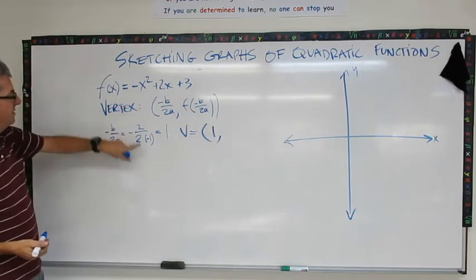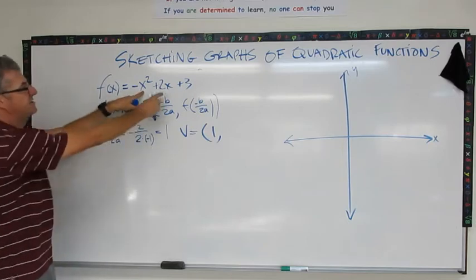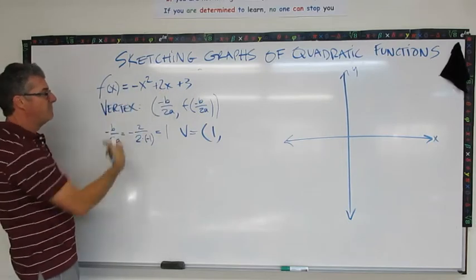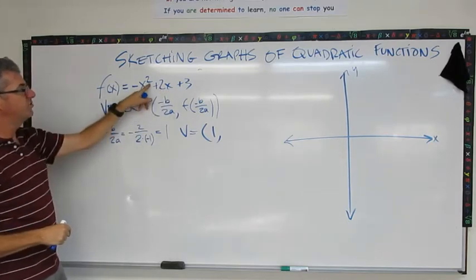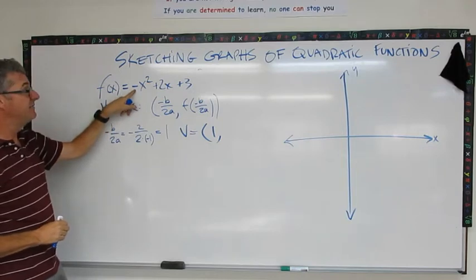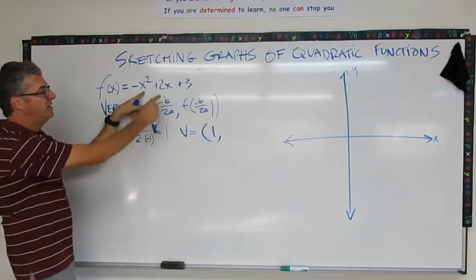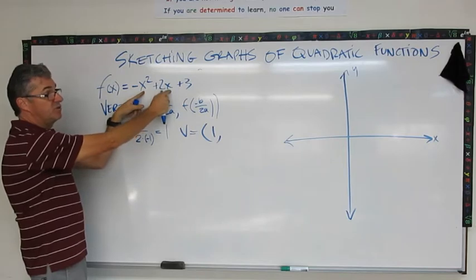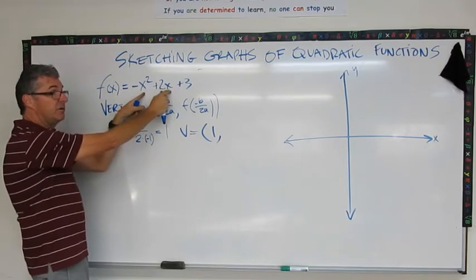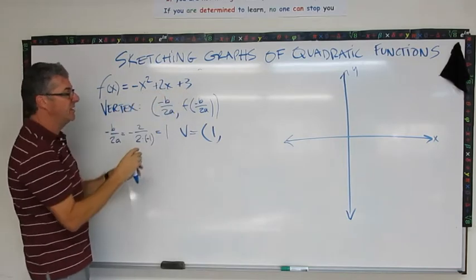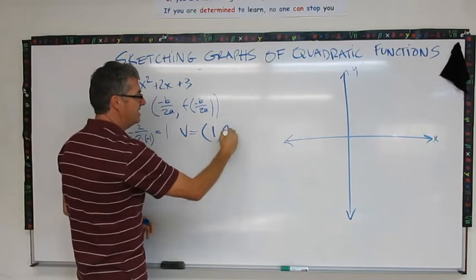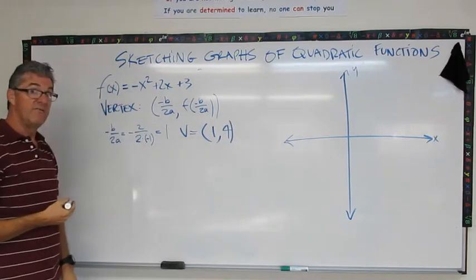Now we're going to put my 1 into my x here, and that's going to spit out my y value. So 1 squared is 1. My negative makes that -1. 2 times 1 is 2. So -1 plus 2 is +1, add a 3, and we have 4. So my vertex here is the point (1, 4).